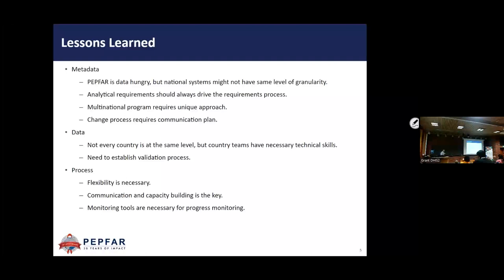There needs to be a validation process because you're getting data from different sources. Validation is important so that you don't just end up with garbage. If you allow anyone, 23 countries, to send whatever, then you lose the picture of things. And as I said, flexibility is necessary. Different countries have different timelines and technical skills, so as you ask for more data, you cannot be inflexible. And communication and capacity building is the key. Support the teams that give you data so that they'll be happy and you'll be happy.